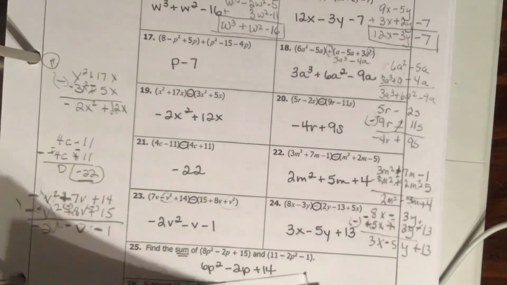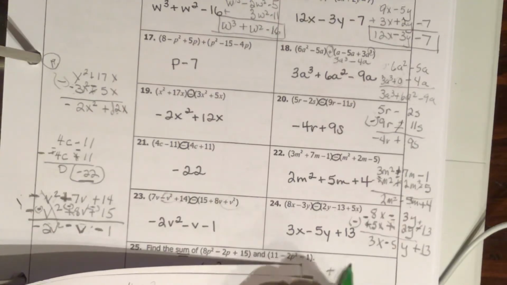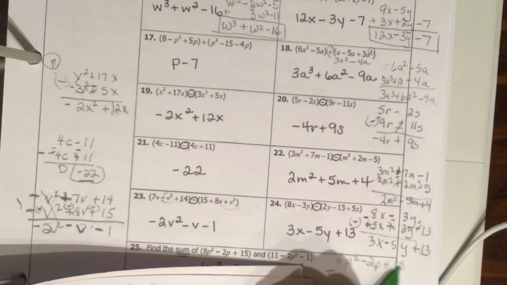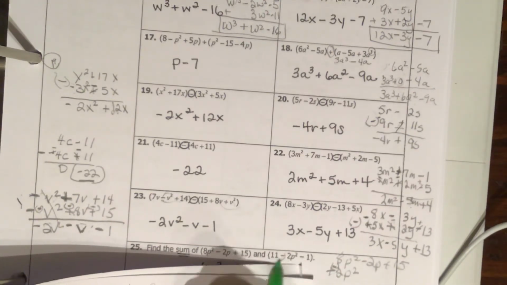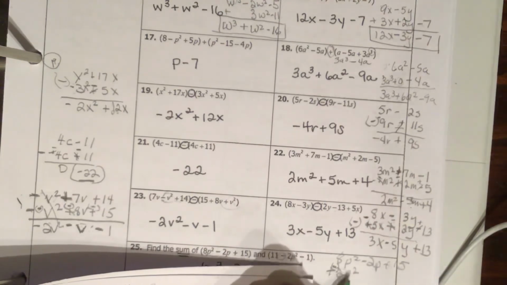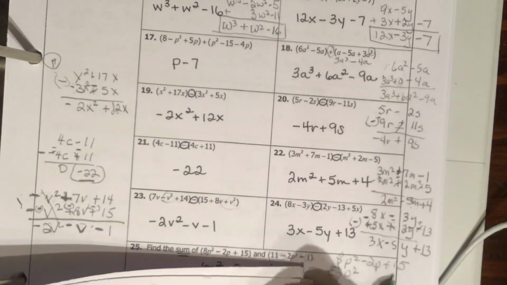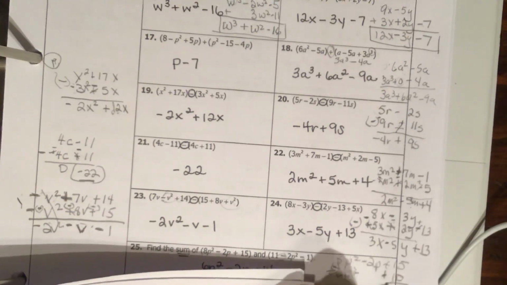Okay, some of y'all were messing up on this. When it says sum, find the sum, that means you're going to add. You just write these down. 8p squared minus 2p plus 15. And you put 2p squared. It's a negative. Don't forget that negative sign. And this is a minus 11 and a positive 11 and a minus 1. So it'd be a plus 10. And there's not going to be anything here.